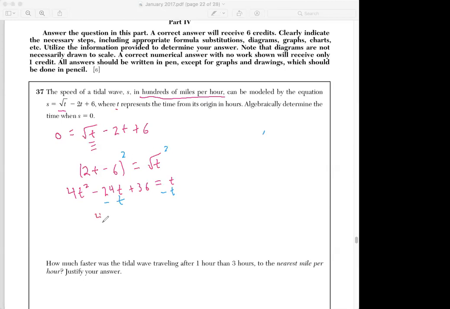And we get 4t squared minus 25t plus 36 equals 0. We factor, but there's no GCF, so we're going to use the AC method. So you do the 4 times 36, which gives you 144. I'm going to continue this problem up here.